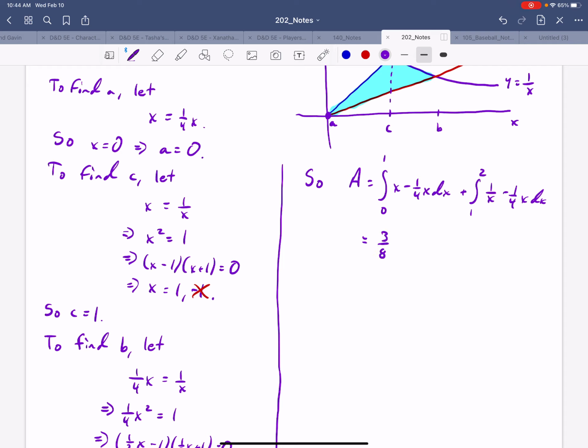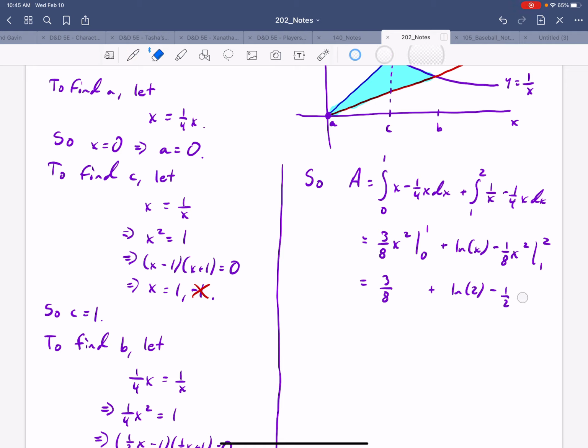Just remember that the integral of 1 over x is ln of x, right? You don't need the absolute values because the domain is only positive, right? The integral of 3/4 x is 3/8 x squared, from 0 to 1. Plus ln of x minus 1/8 x squared from 1 to 2. And then that's going to equal 3/8 plus ln of 2 minus, I guess that's 1/2, right, when you plug in 2 for x squared.